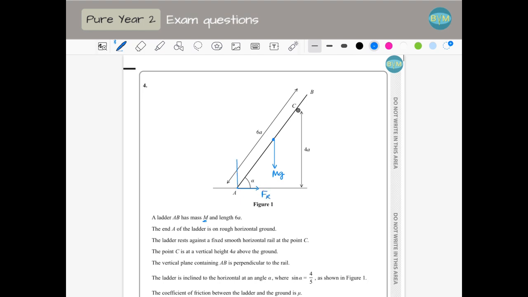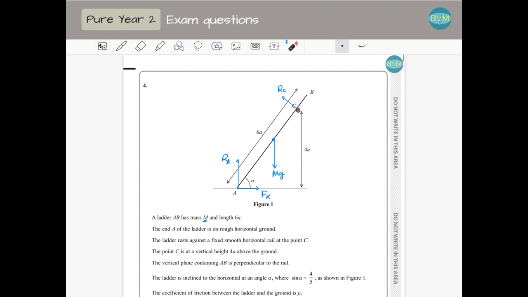I will have a normal reaction, I'm going to call it RA, and at C I will have a normal reaction perpendicular to the peg or the bar that I have here, so perpendicular to this. I'm going to call it RC, sorry. It's smooth, so I don't have friction here. And this is the force that they are mentioning, and I don't have any other forces acting on the ladder. So I need to find this force.